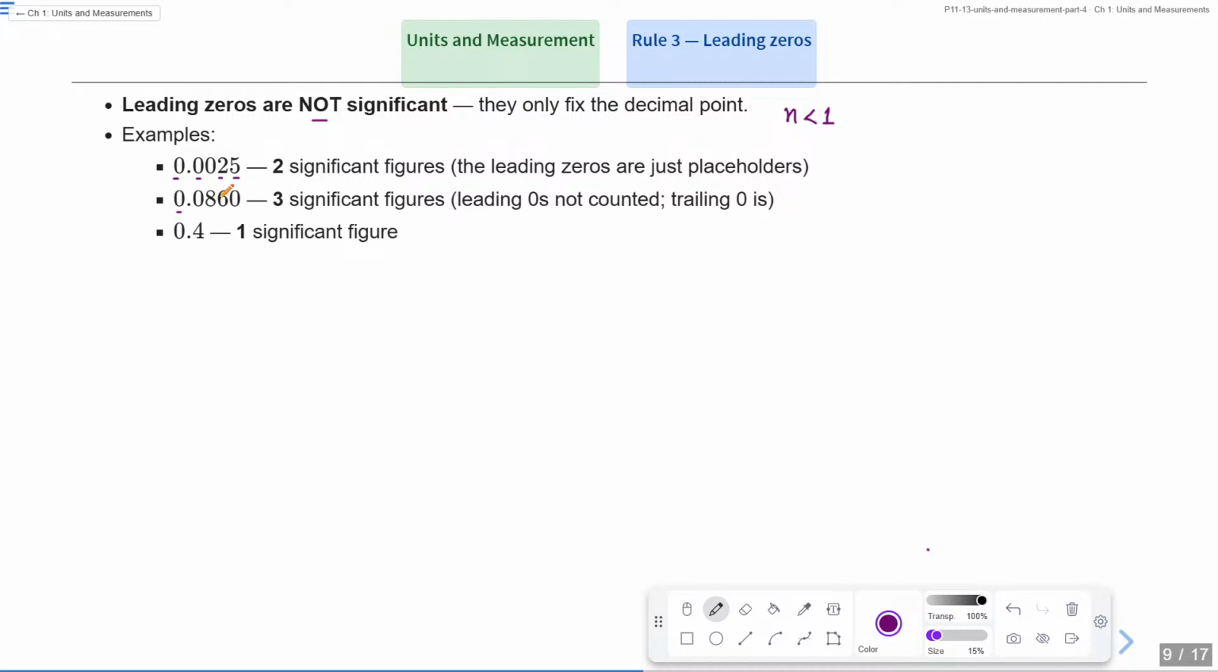In 0.0860, okay, there are only three significant figures. These two leading zeros are not significant. This 8, 6, and this 0 are significant. We will discuss it in the next rule. And 0.4, this 0 is not significant. Only this 4 is a significant figure. So only one significant figure is there.